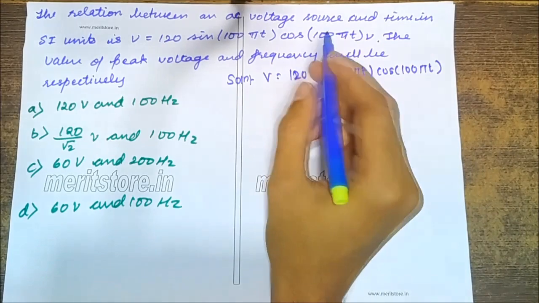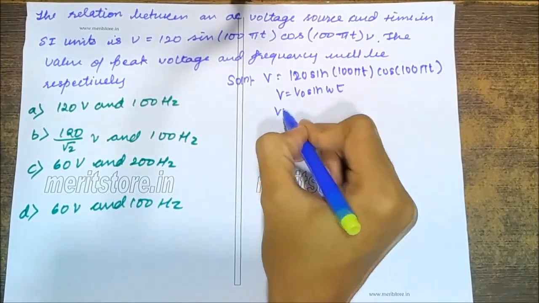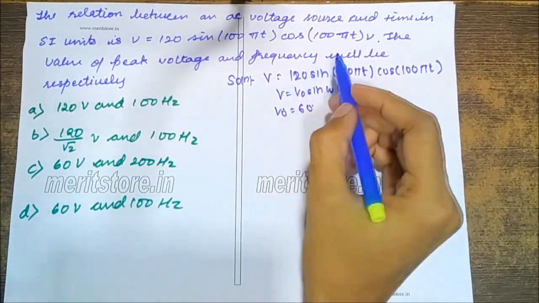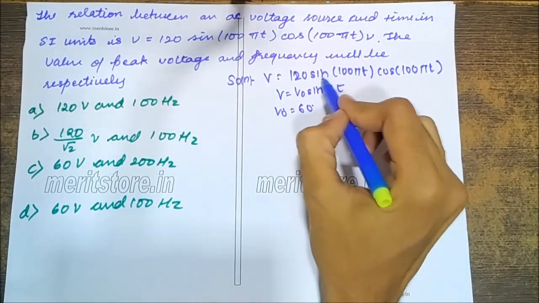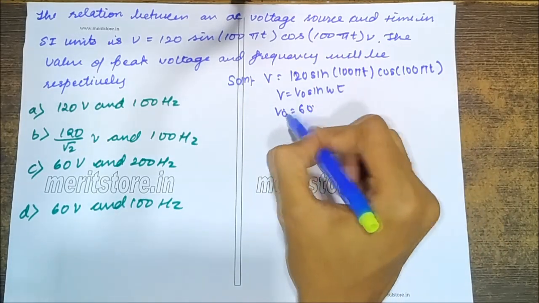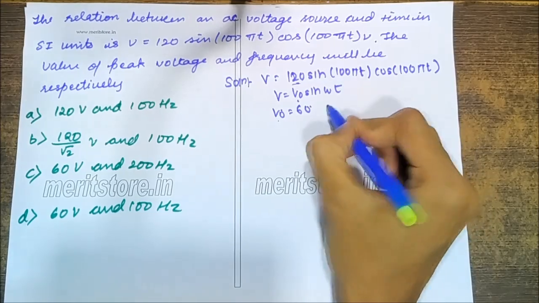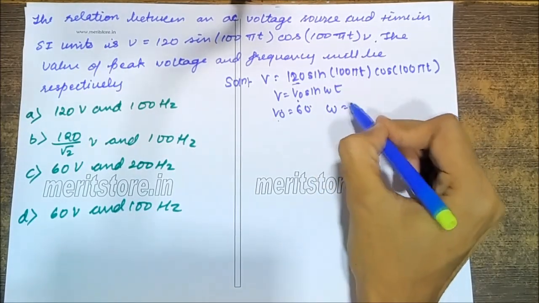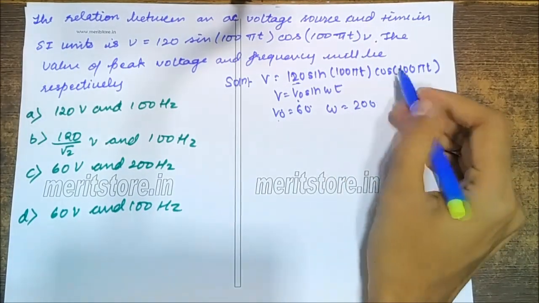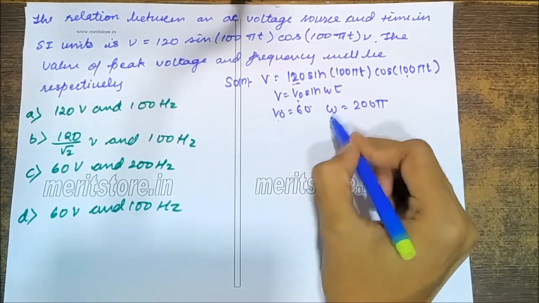Okay, so we compare it with the standard equation V equals V0 sin omega t. What we get is V0 equals 60, as we use the identity sin 2 theta equals 2 sin theta into cos theta. So according to that equation, V naught is half of 120, that is 60 volts. Again your omega, which is 100 pi into 2 from sin 2 theta, will be 200 pi, that will be the angular frequency.